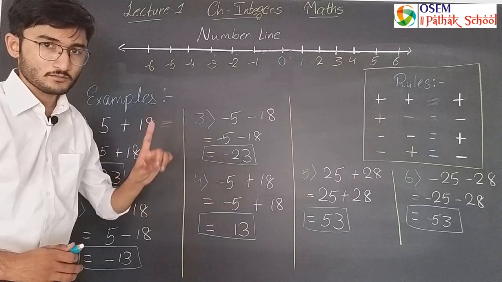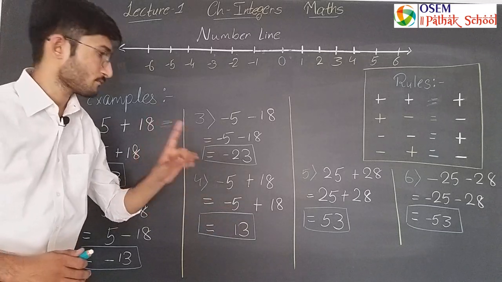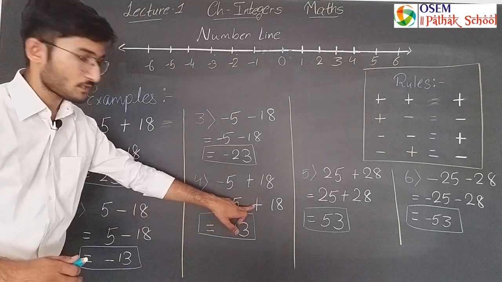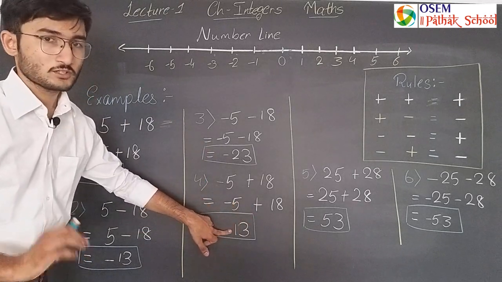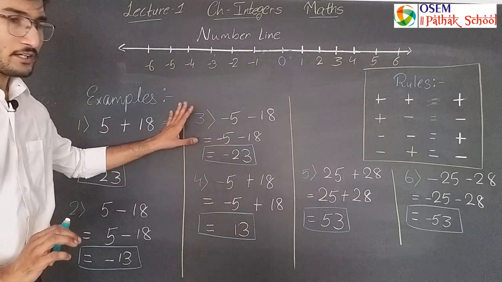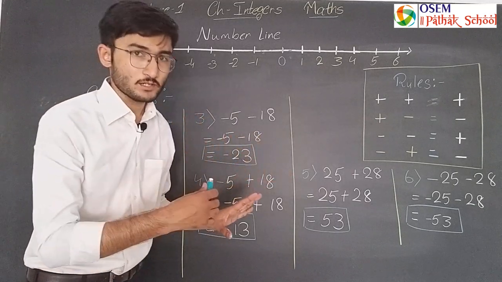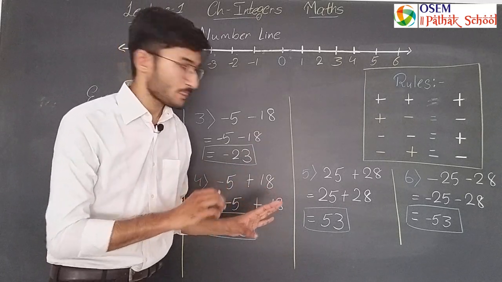And sign of which number? Yes, the bigger number. So we have to write the sign of 18, that is plus. So the answer is positive 30. Here we have taken 1-digit and 2-digit numbers.